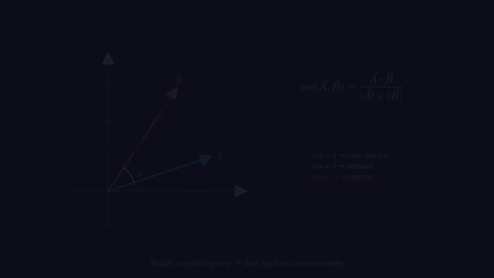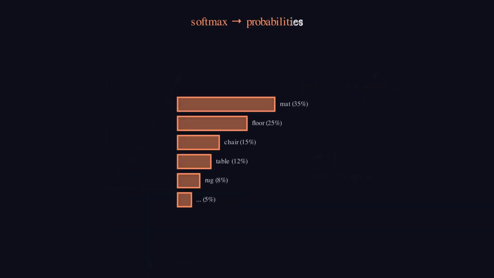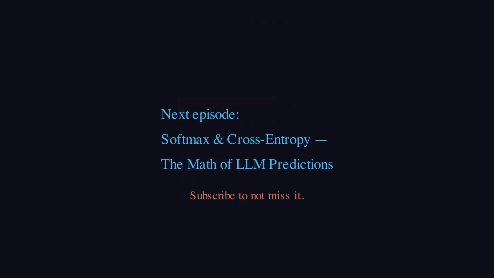Next time we complete the picture with softmax and cross-entropy, how a transformer converts its final numbers into probabilities and how it's trained to pick the right next word. We're almost at the finish line.